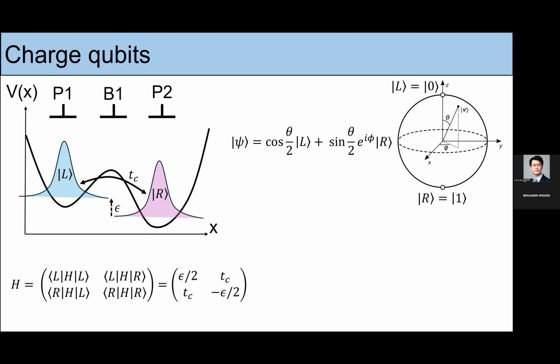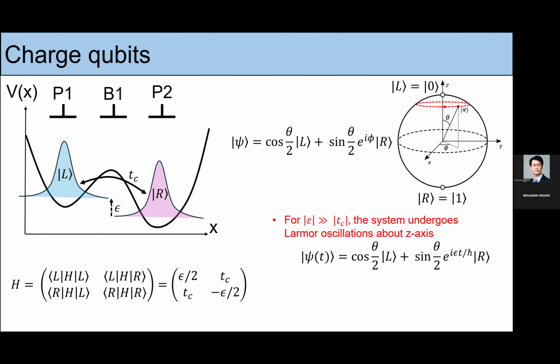So then we can ask, given this, how is the system going to evolve? It's very useful to think about some limiting cases. In the limiting case when the charge detuning is very large compared to the tunnel coupling, you can basically forget about the tunnel coupling. The eigenstates are going to be just the left and right charge states of our system, and they'll differ just by an energy of epsilon.